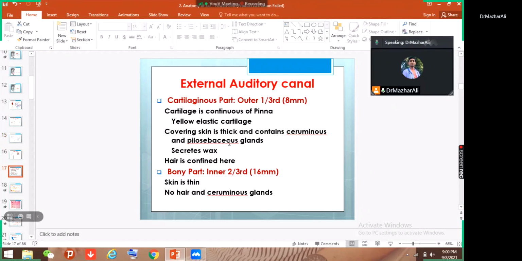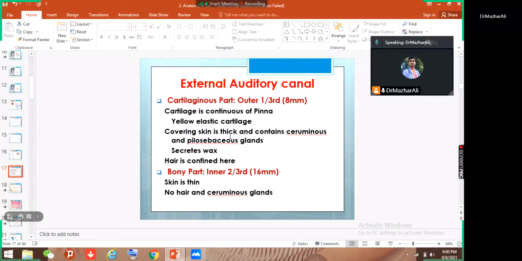Here is the confined air. I already talked about that in the first PPT, how the external ear canal is made. The canal is covered by skin, and the skin contains glands like ceruminous and pilosebaceous glands. Those glands secrete wax, and that part of the external ear contains air.